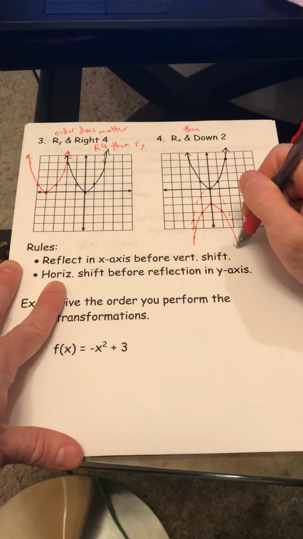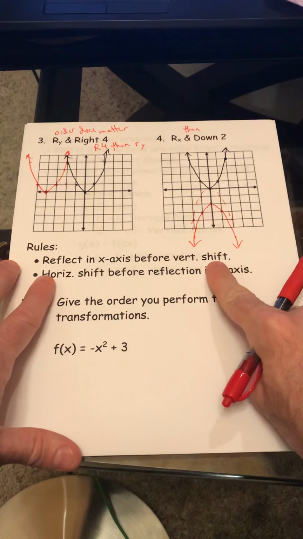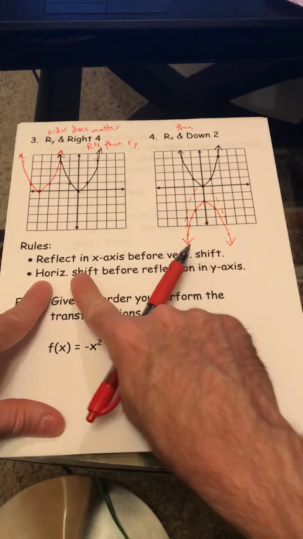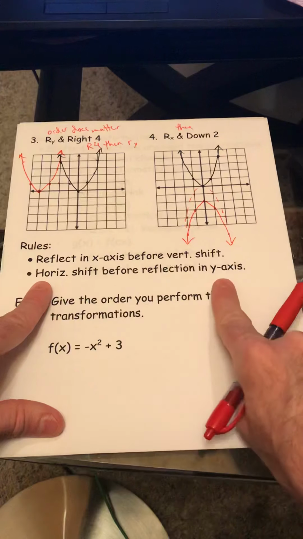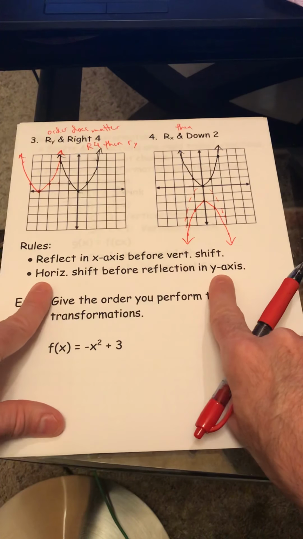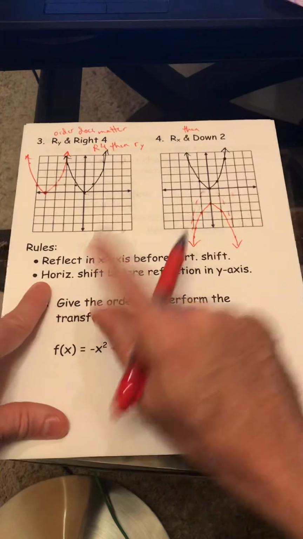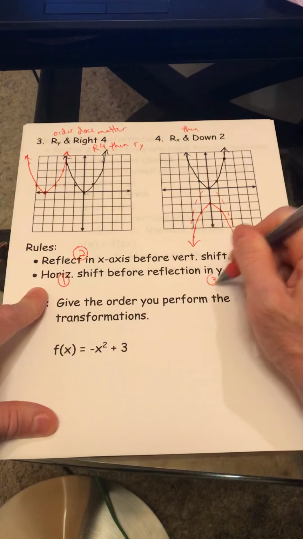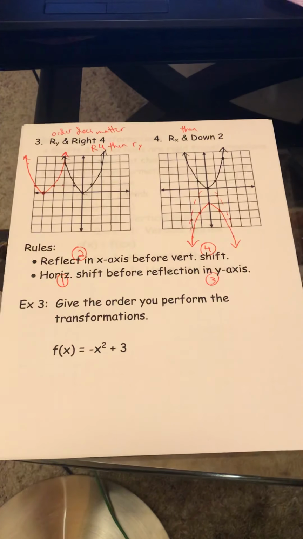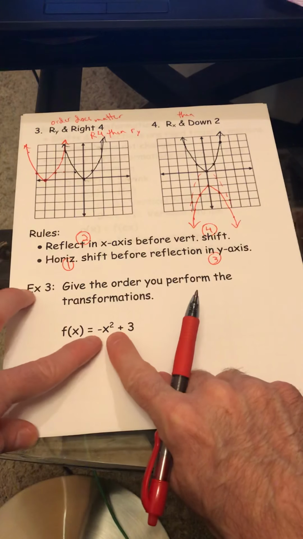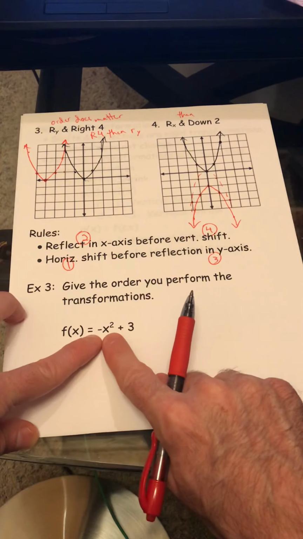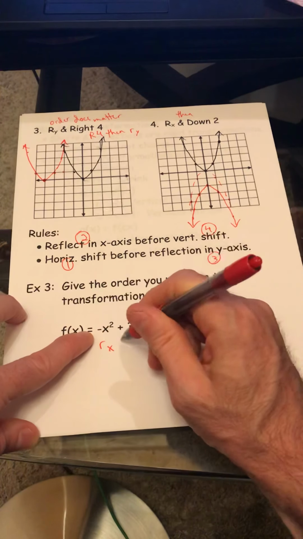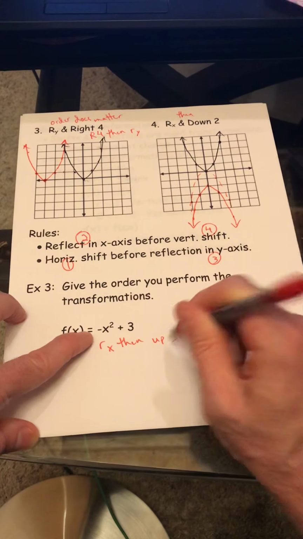So the main thing when you work with these, reflect over the x-axis before a vertical shift, do a horizontal shift before reflecting over the y-axis. I will always do a horizontal shift first, then any reflections, and do a vertical shift last. So give the order you would perform transformations for negative x squared plus 3. Well, again, this negative is going to reflect over the x-axis, then up 3.